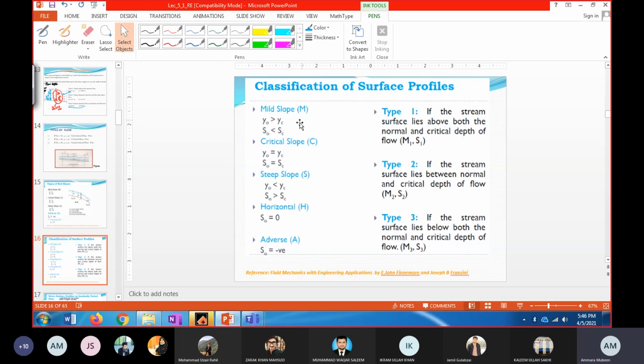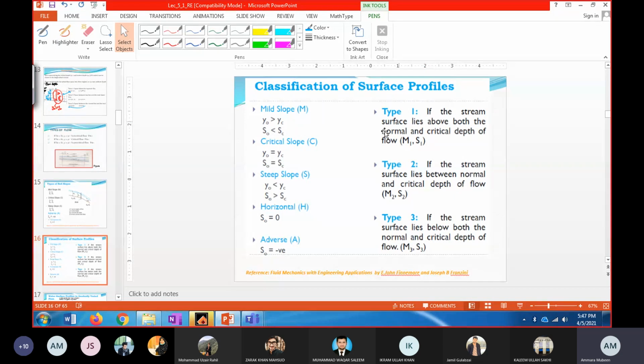Classification of surface profiles, just check it. In all the 5 types of bed slopes, almost every type except horizontal, adverse and critical, you'll be having 3 classifications of water surface profile. And let's check the mild slope.